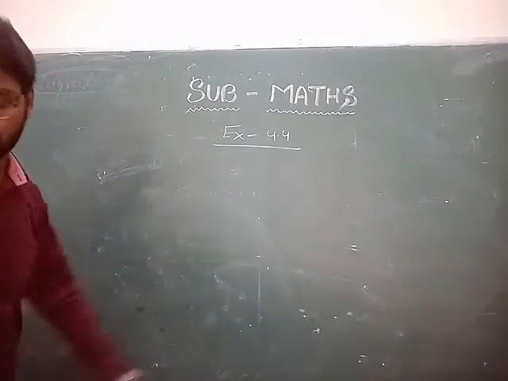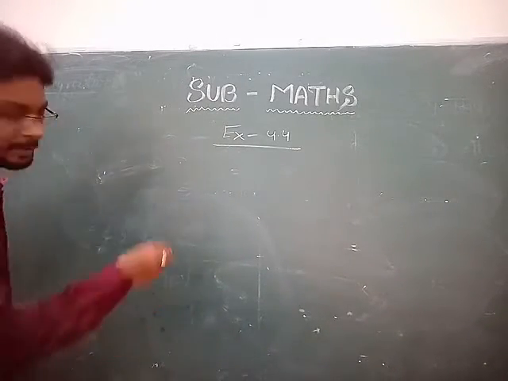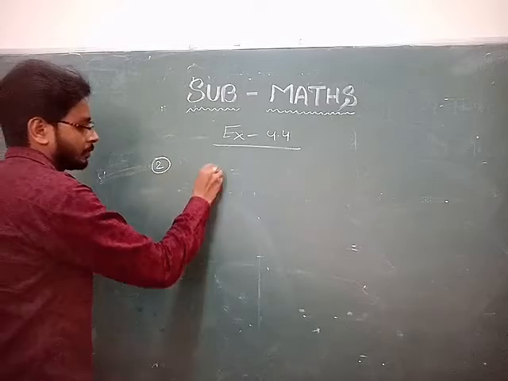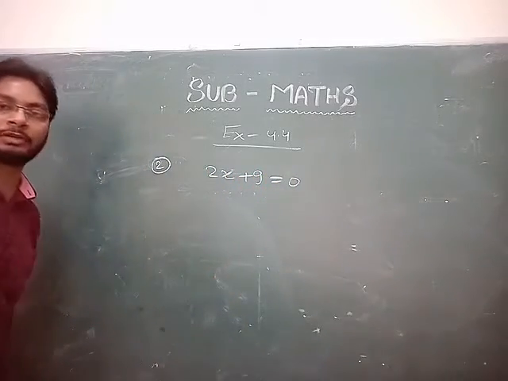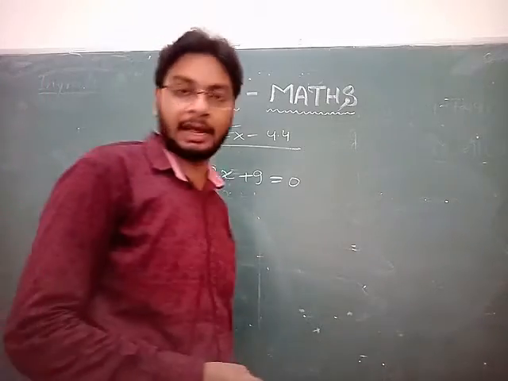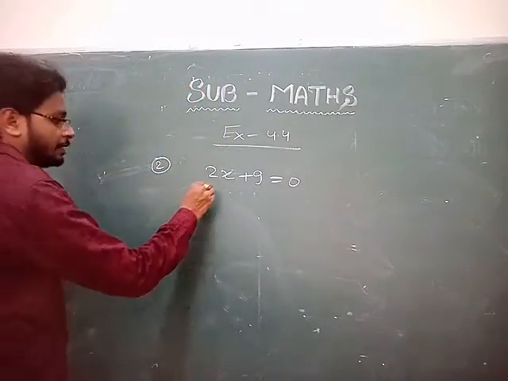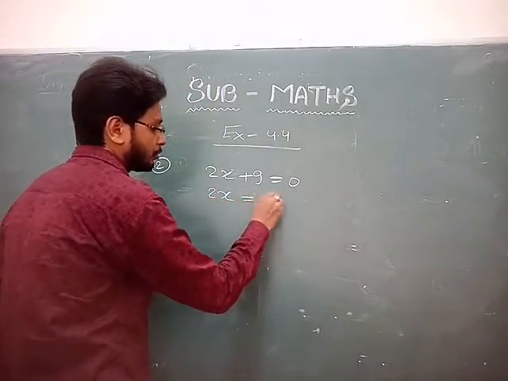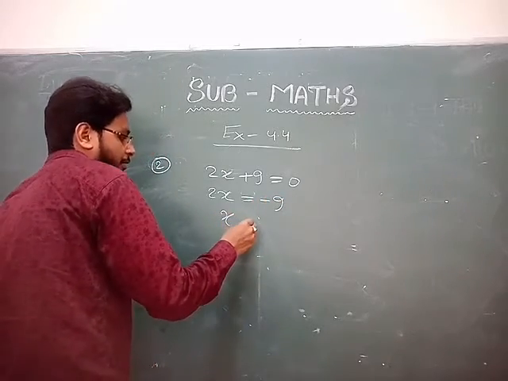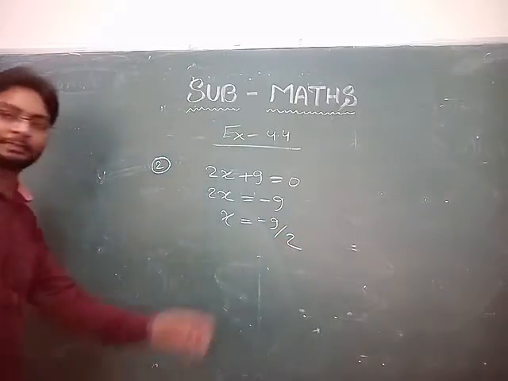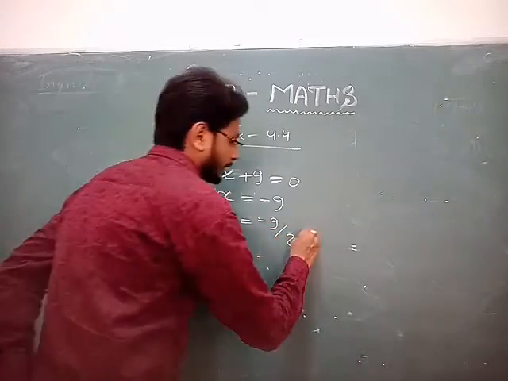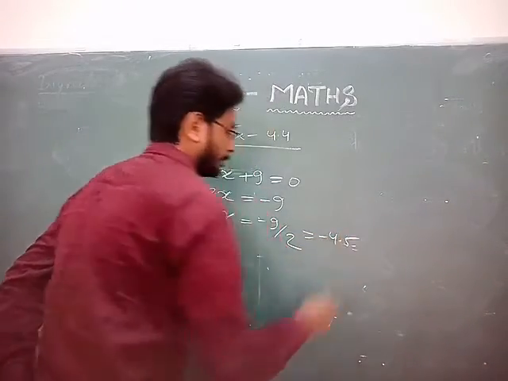Question number second is 2x plus 9 is equal to 0. How will you represent in one variable and in two variable? So here solve this question. 2x is equal to -9, then x is equal to -9 by 2. Okay, so you will get -4.5.